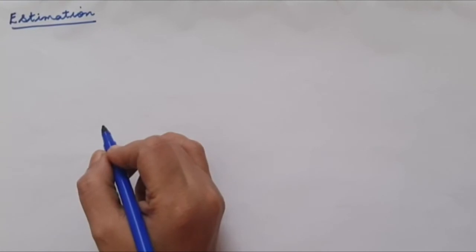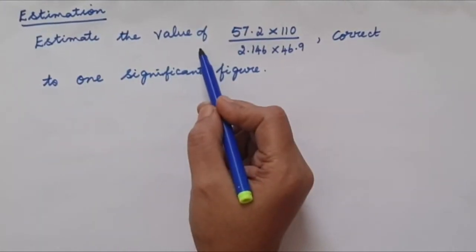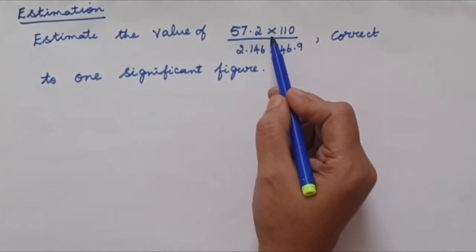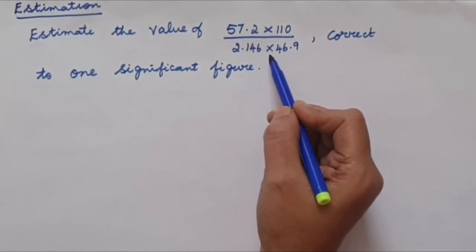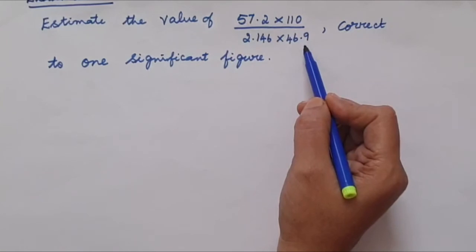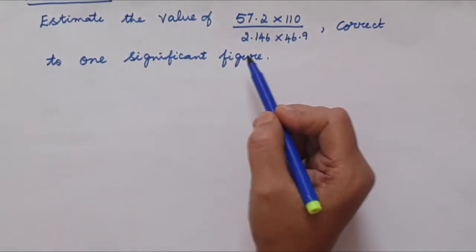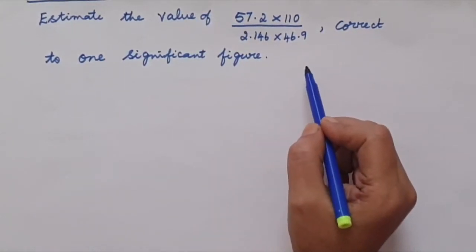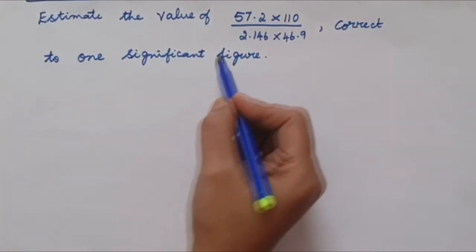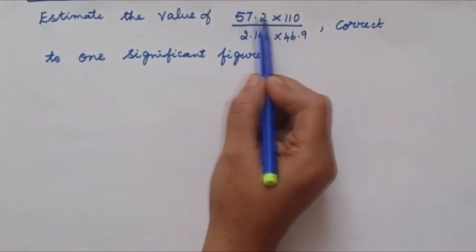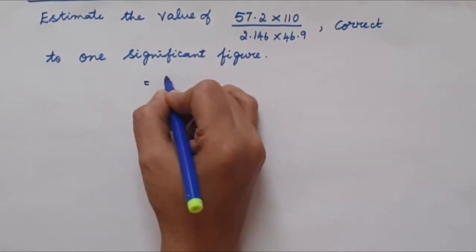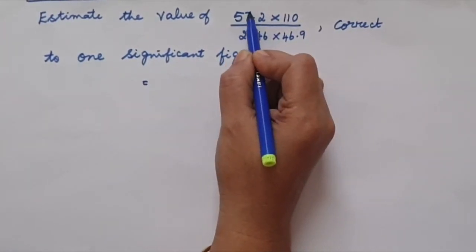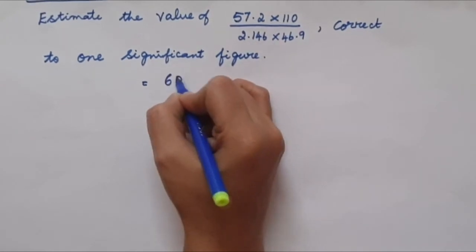The last one is estimation. Estimate the value of 57.2 multiplied by 110 divided by 2.146 multiplied by 46.9, correct to one significant figure. Here we are just going to do the estimation. So each and every number we write to one significant figure. 57.2, when we write it to one significant figure, the first figure is 5, so we add 1 over here. So it is 60.